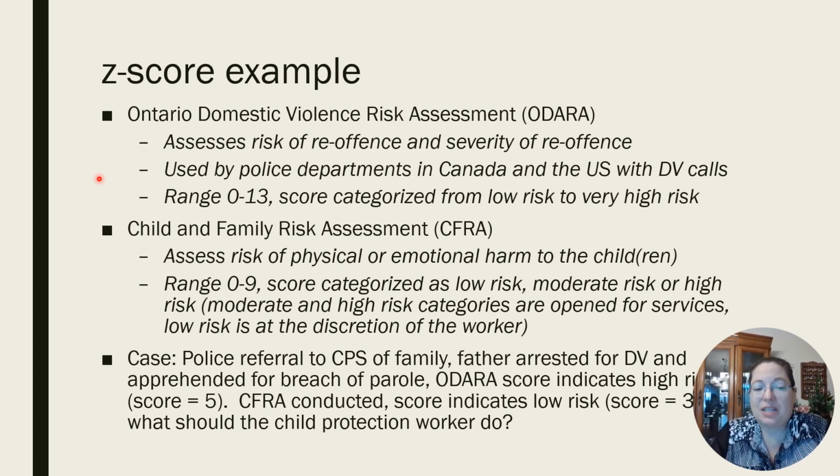So suppose the police referred to Child Protection Services a family where the father was arrested for domestic violence and apprehended for breach of parole. Their score indicates high risk, a score of 5, but when the CFRA is conducted, the score indicates a low risk, a score of 3. What should the child protection worker do given these two very different scores?